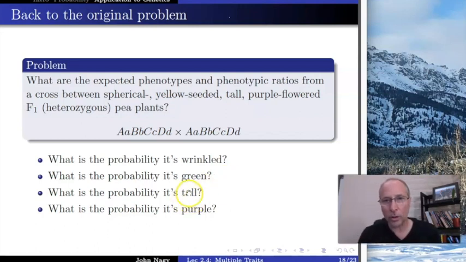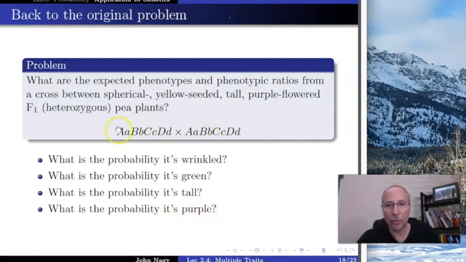Okay, what about tall? Is tall dominant or recessive? If you go back to one of the earlier lectures and you look at where I laid out all of Mendel's observations, you'll see that tall is dominant. Okay, so the probability it's tall would be 3/4. All right, what about purple? Same thing, go back, you'll see it's dominant. Therefore, this would be 3/4.